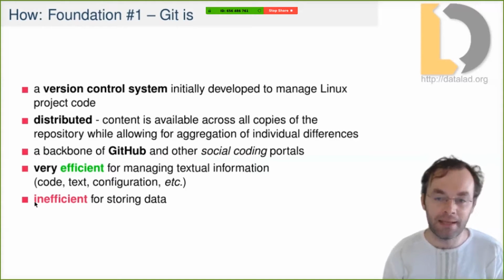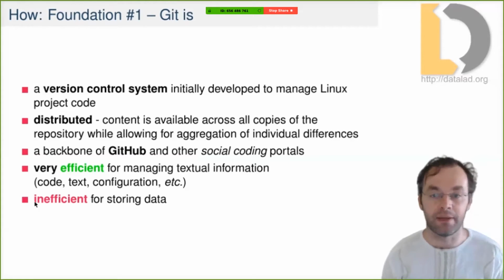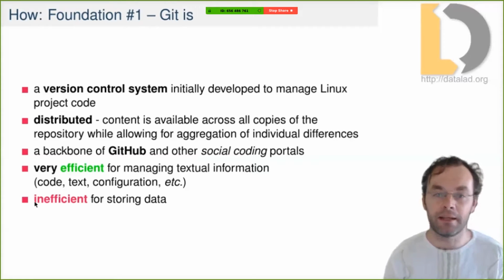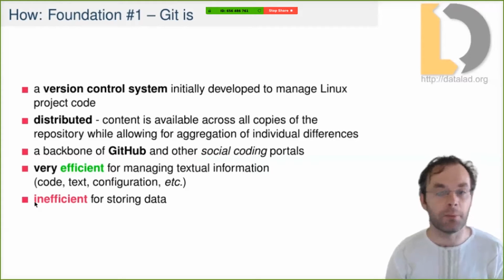What's great about Git is that it's distributed. So content is available across all copies of the repository. If you clone the repository, you have the entire history of the project, and you could get to any point in the development. You could compare different versions.